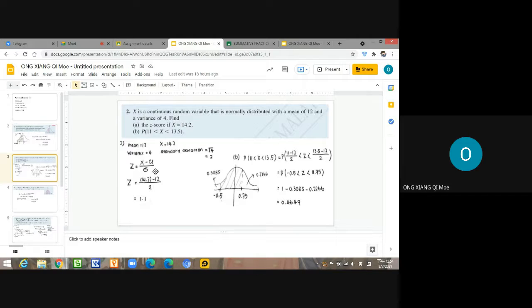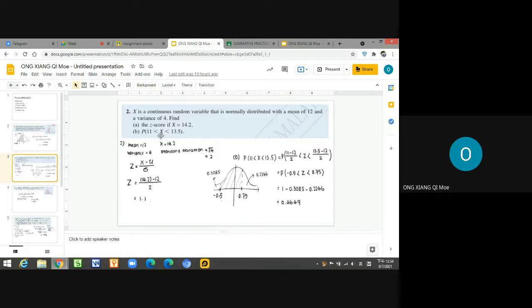So we need to find out the standard deviation. We use the square root of 4, so the standard deviation is 2. Next, we substitute all these numbers into the formula and we find z is equal to 1.1. Now we look at question B.